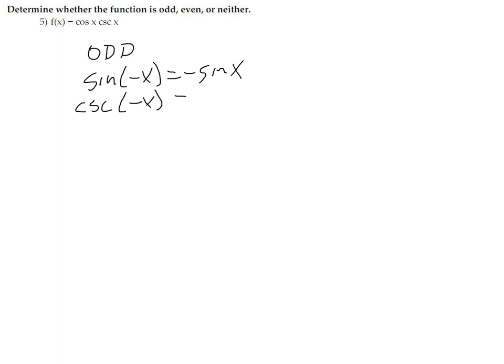Determine whether the function is odd, even, or neither. Alright. Now as far as odd functions go, we have sine. Sine of negative x equals minus sine of x. Because sine is odd, cosecant is also odd. For an odd function, you can pull out the negative. Tangent is also odd. And therefore, cotangent is also odd.